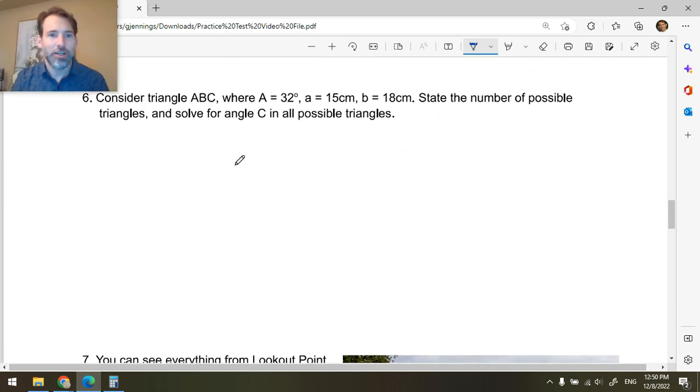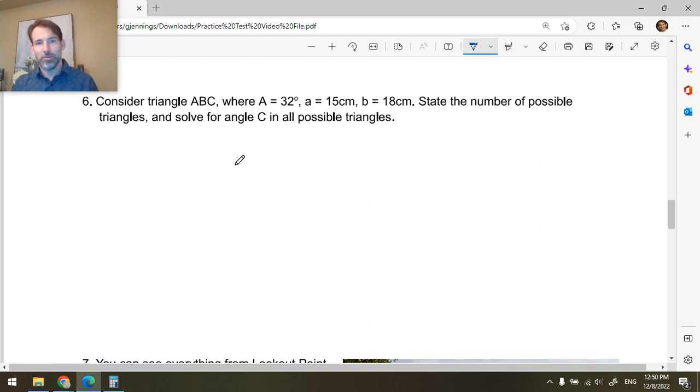We're going to consider triangle ABC, where A is 32 degrees, side A is 15 centimeters, and side B is 18 centimeters. And we're going to state all the triangles and solve for the angle C in all possible triangles. Well, there's only three possibilities here. There could be 0 triangles possible, 1 triangle possible, or the most interesting is when there's 2. So I'm probably going to give you one of those on the test unless I have a really strange idea.